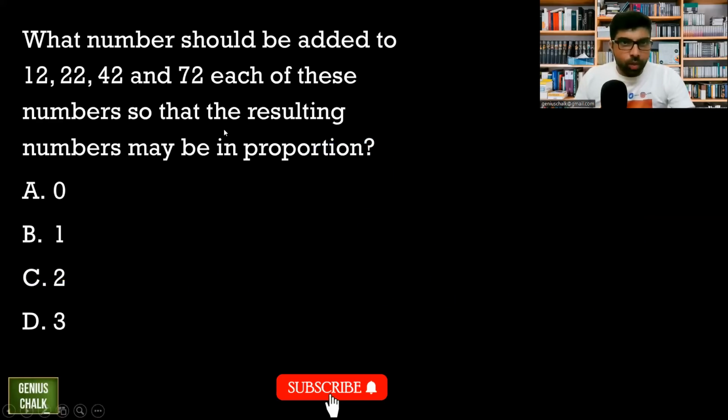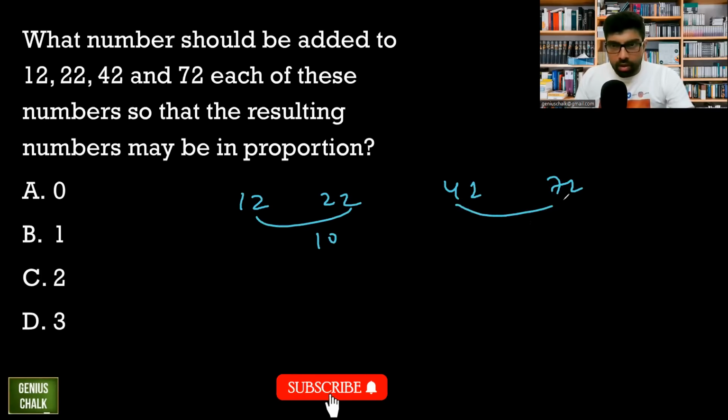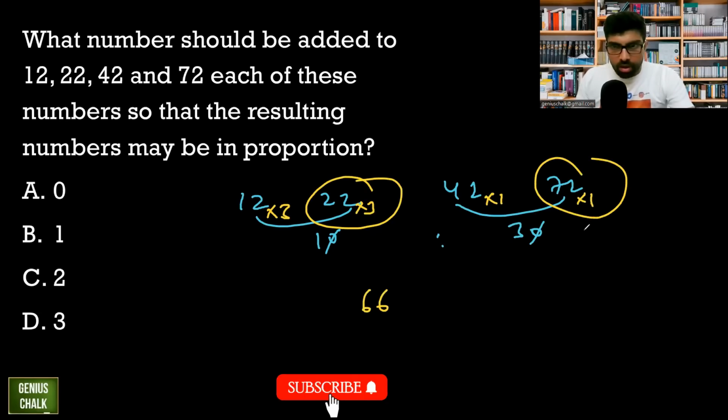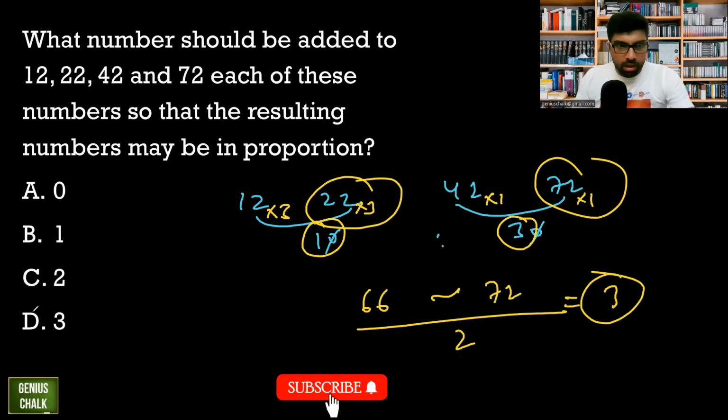Next one. What number should be added again? So let's solve. 12, 22, 42, and 72. What is the difference? 10. What is the difference? 30. What is the ratio? 1:3. That means this is to be multiplied with 3, this to be multiplied with 1. Both of them. Now, this time I'm using the denominator. So how much is it? 66. It is 72. What is the difference? 6. What is the difference in the ratio? It is 2. So 6 by 2 is 3. And this is my answer.